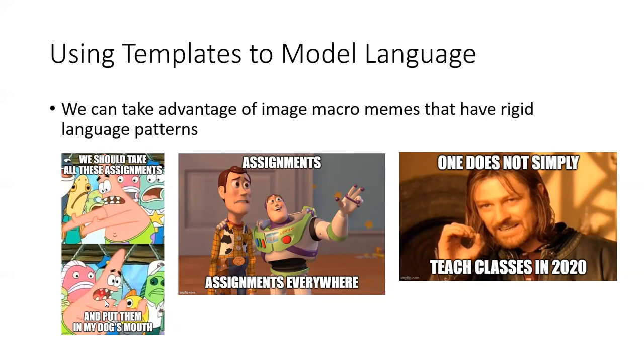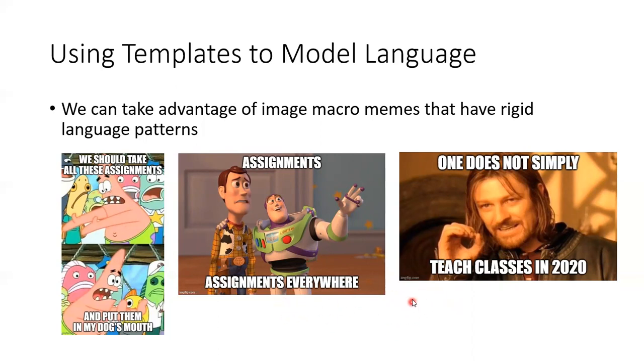Also, you can see there's lots of body language in memes, which kind of helps give you an idea of what's going on. I think people like this one because Patrick Star is moving something from here and pushing it away. But yeah, this one has a rigid language structure. This one's always repeating something twice and then everywhere. Assignments, assignments everywhere. Maybe that's some people's online classes.